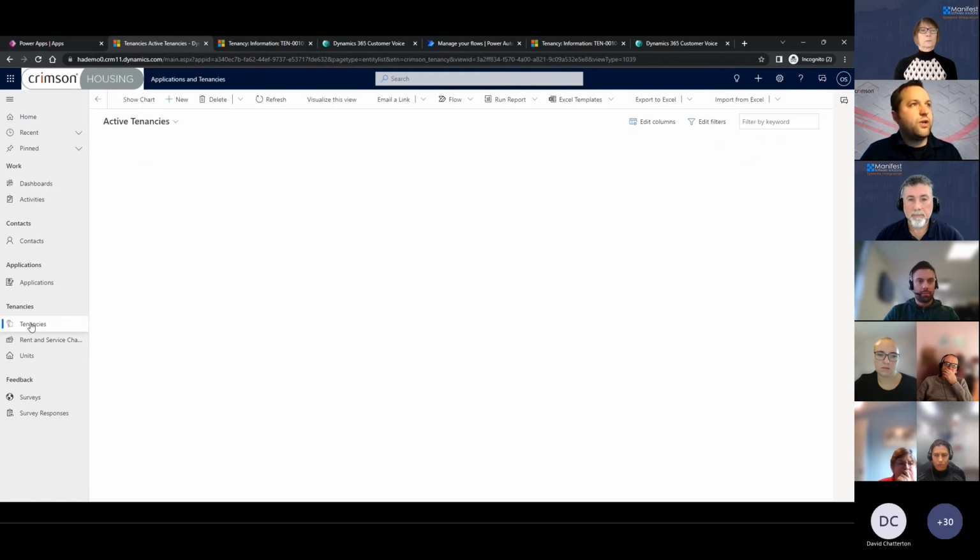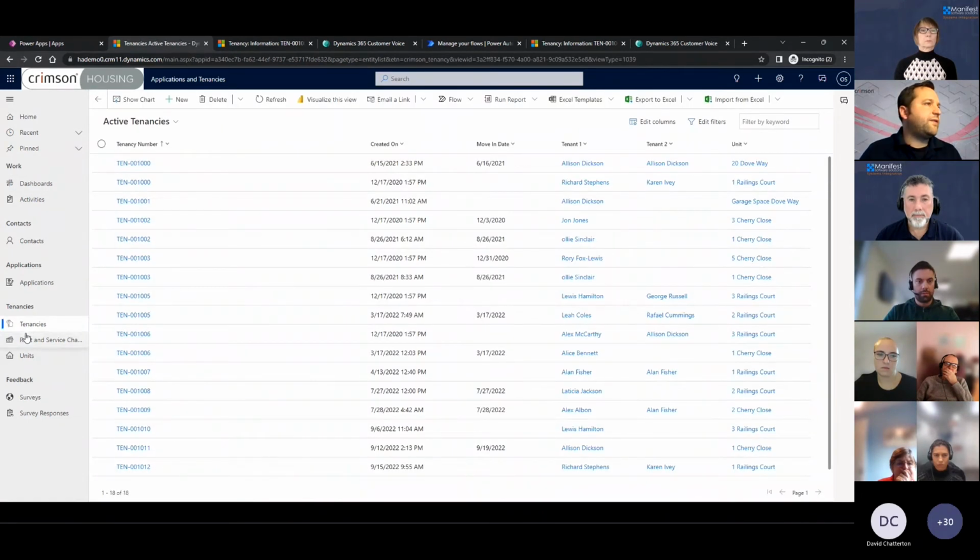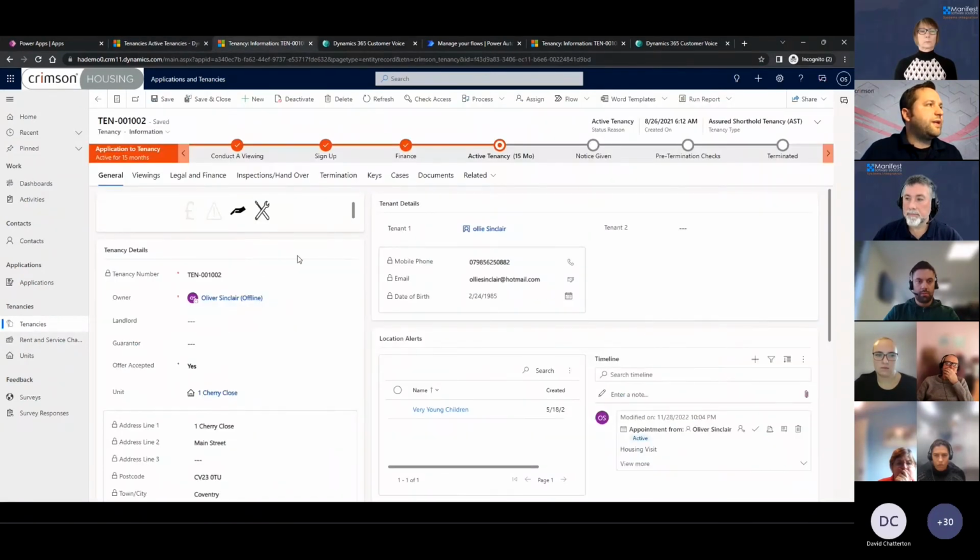And I'm going to show you an example of a starter tenancy, tenancy 1001002. If I jump onto this, you can see that I'm the tenant, and you've got some information about me here. You can see that I'm at 1 Cherry Close. I have a couple of location alerts and some alerts on here.